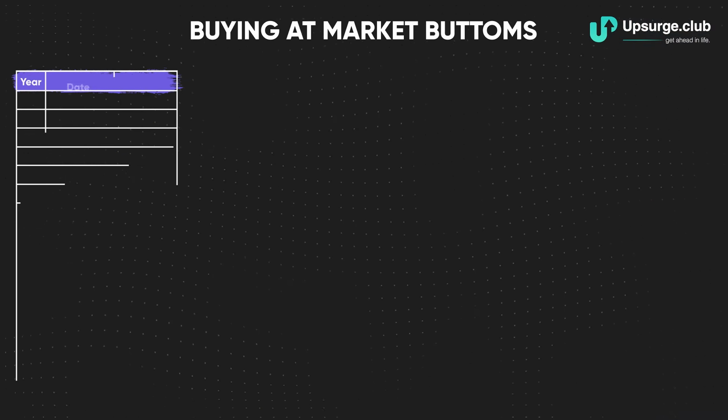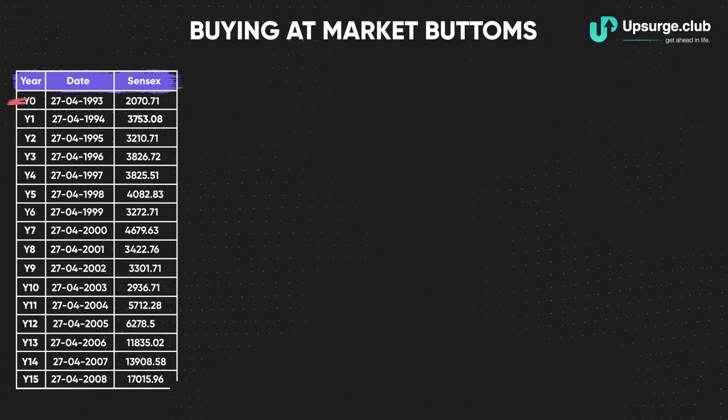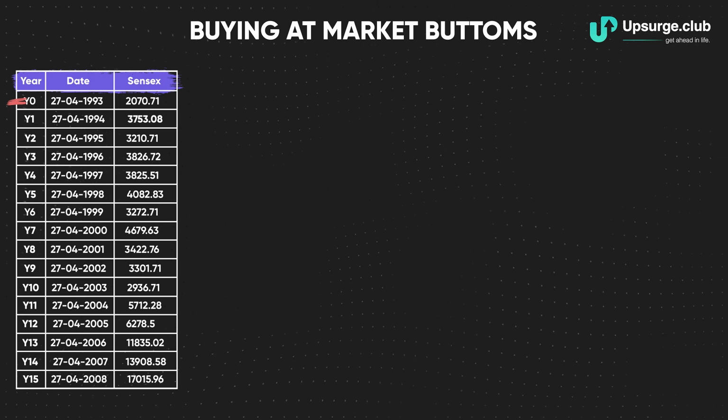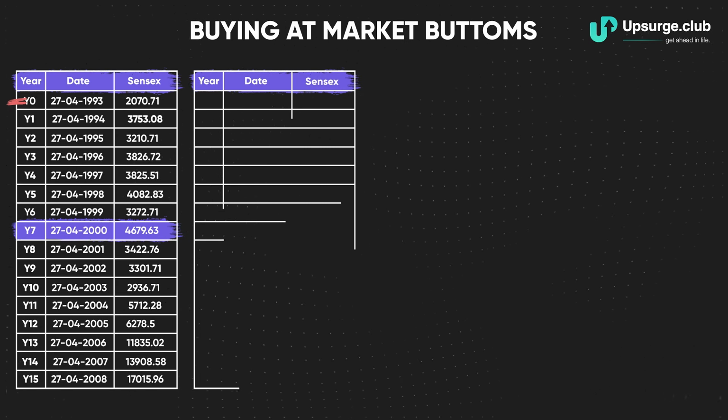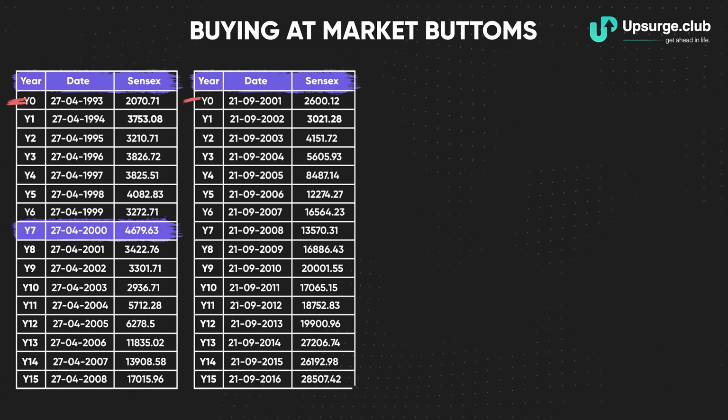Now, some of the biggest bear markets, if you look at it, the first fall was in 1993 when the index fell after Harshad Mehta peak. How many years did it take you to double your money? In that case, it took you 7 years to double your money from the bottom of 1993. Then the next bottom came in after the Y2K boom. Now this was the best period. You doubled your money in 3 years if you bought it in the bottom.